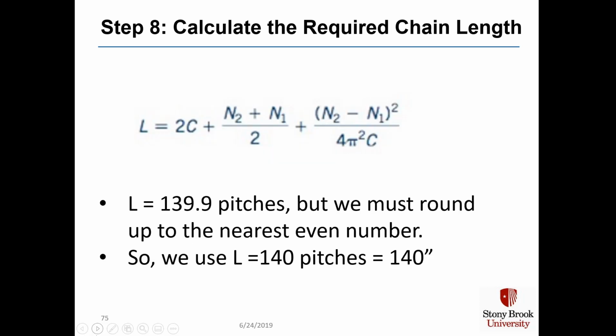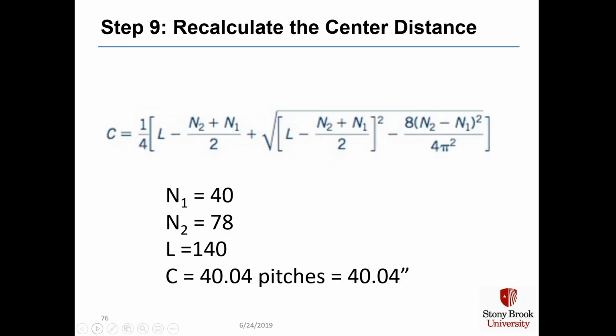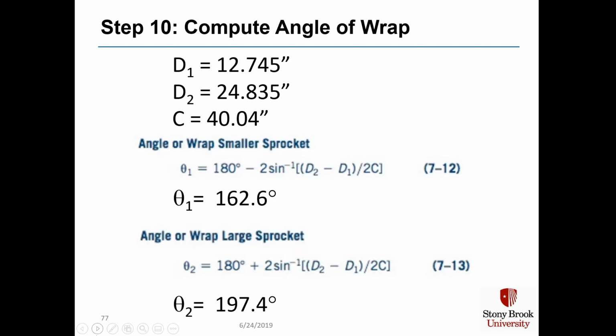We calculate L, the required chain length in number of pitches, and we get 139.9, but we must round up to the nearest even integer, so that makes 140 pitches, which, because the pitch is 1 inch, is also 140 inches. And we calculate the center distance from this formula here, where N1 is 40, N2 is 78, and the center distance comes out to 40.04 pitches, which is close to our desired number of 40, and that is equal to 40.04 inches because the pitch is 1 inch.